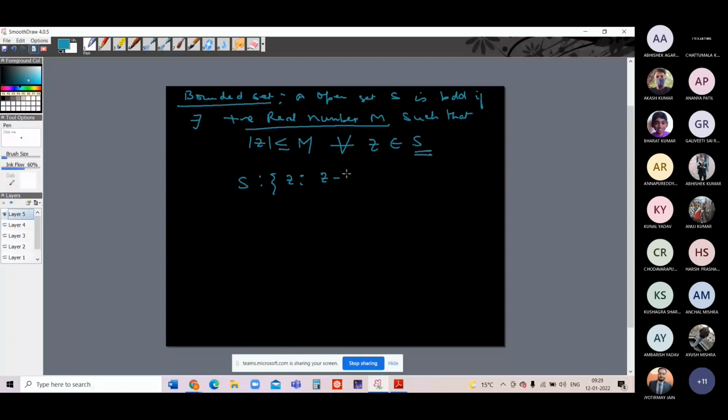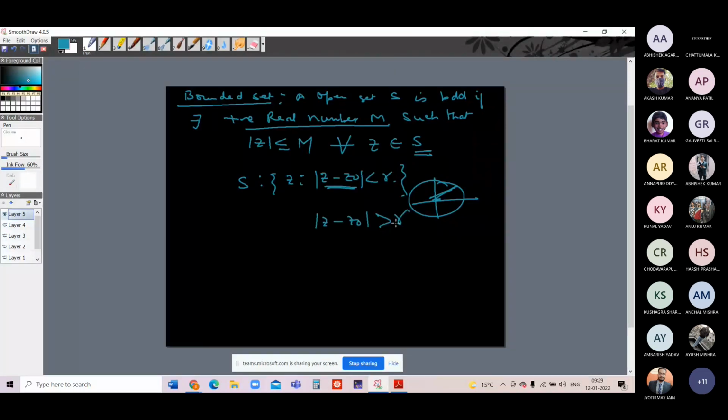जैसे हमारे पास ओपन डिस्क हम यहाँ पे ले रहे हैं, Z minus Z naught less than R. So you can see here इसकी जो वैल्यू है, एवरी Z की Z minus Z naught जितनी भी यहाँ पे ओरिजिन इसको ये लिया है, so this value of this Z can never exceed this R, so it is a bounded set.